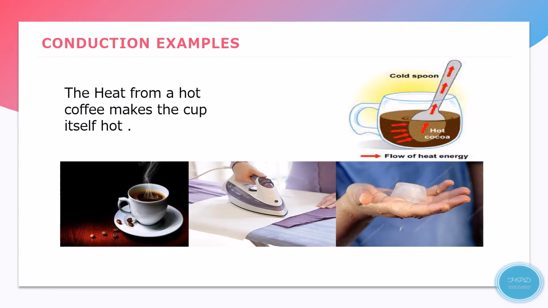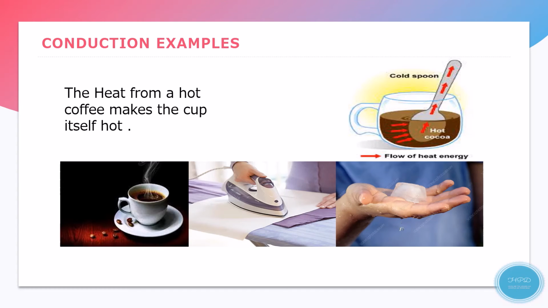These are a few examples I have listed here. So you can see the images. First is the hot coffee, where the heat from the hot coffee makes the cup itself hot. So heat is getting transferred through physical contact. Then ironing. The material which has the heat source, when it is kept in contact with the material, heat is getting transferred to that material.